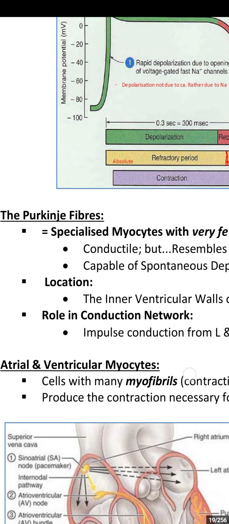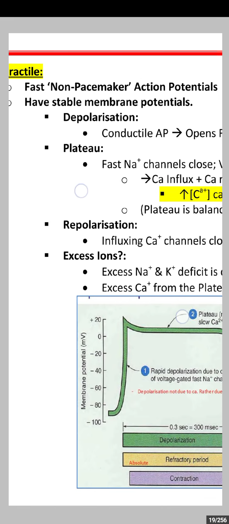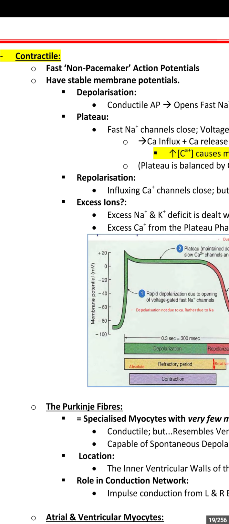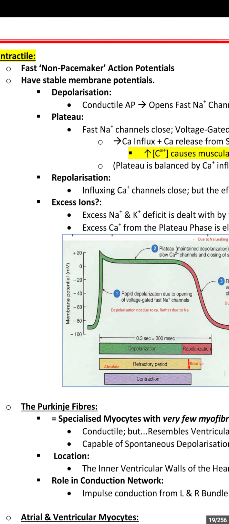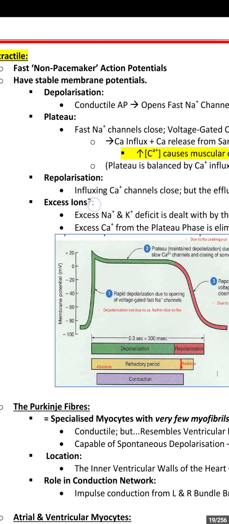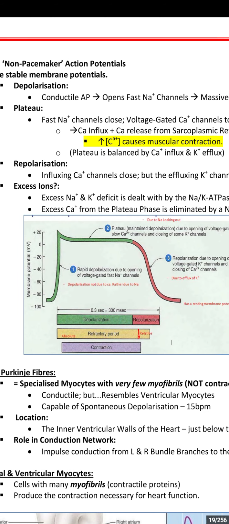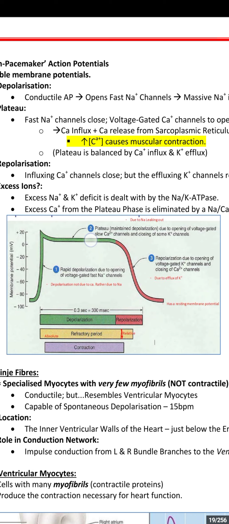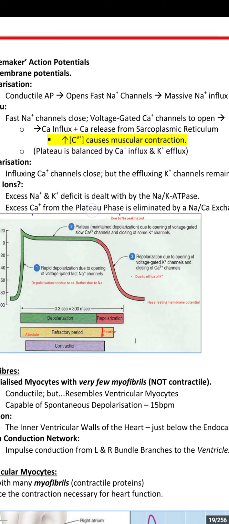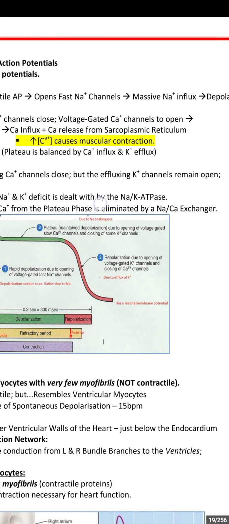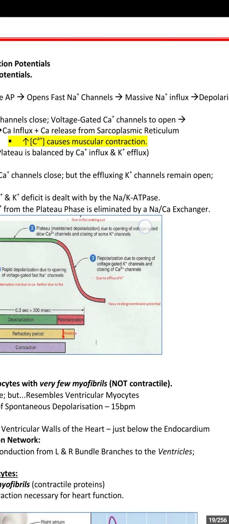In this section, I'm going to talk about the contractile muscles. The contractile muscles have a fast non-pacemaker action potential, which has a stable membrane potential, and depolarization occurs when the action potential opens fast sodium channels, causing a massive sodium influx and depolarization.